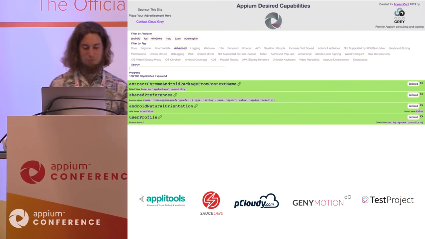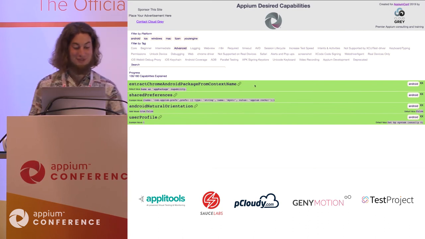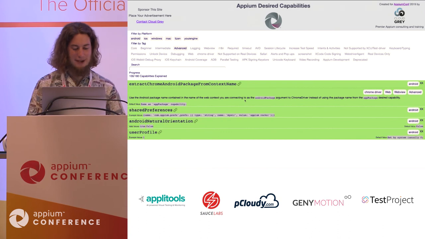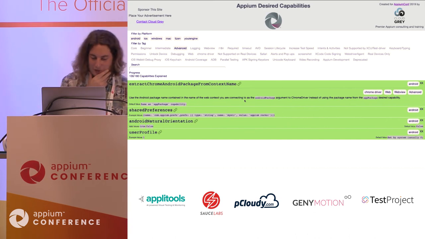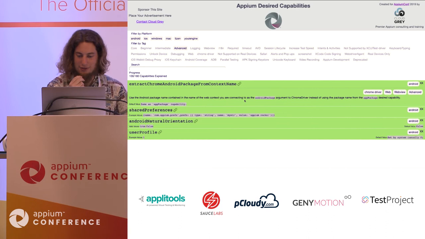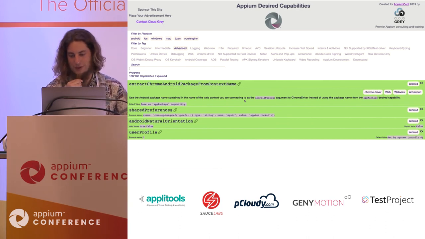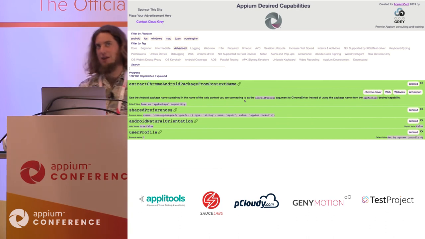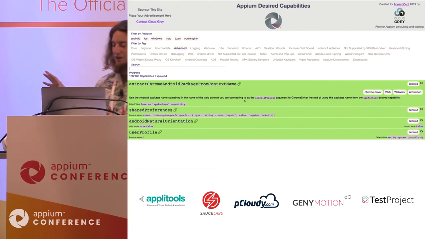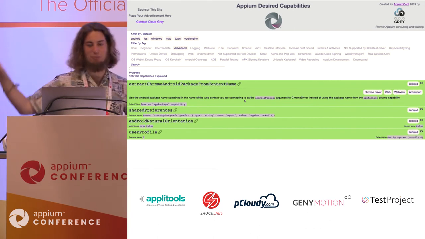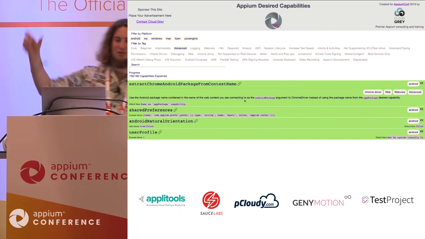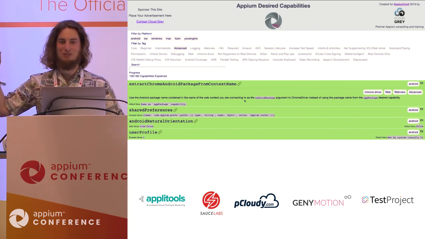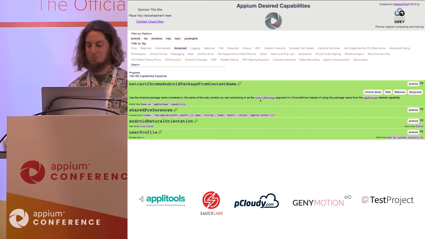Extract Chrome Android package from context name. This might be the longest one. But basically, this will get the package name using a package name containing the name of the web context you're going to. Right. So when you're connecting to web views, you have to give Chrome driver your Android package name. And normally Appium automatically will get the package name from your desired capabilities. But if for some reason you wanted to use a different name, this is how you would put it.